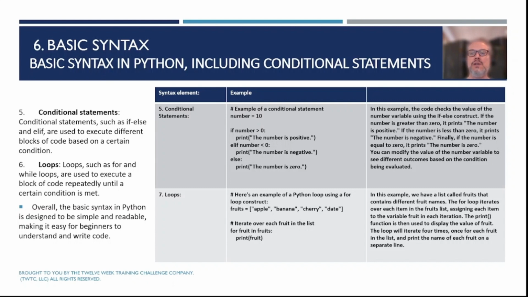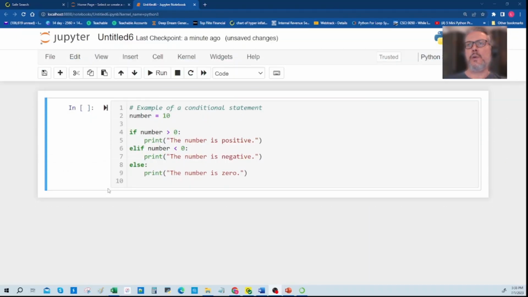I'm going to switch screens and go to Jupyter Notebook. So now that we're in Jupyter Notebooks, we're going to do this example. The variable is number, lowercase. The value is 10. If, elif, else. So we're looking for one of these statements to be true. As soon as it's true, it will execute the command, which is print whatever is in the parentheses.